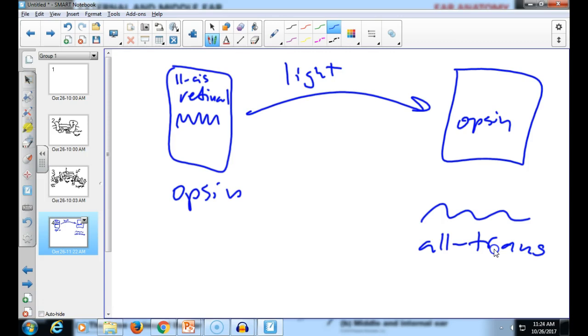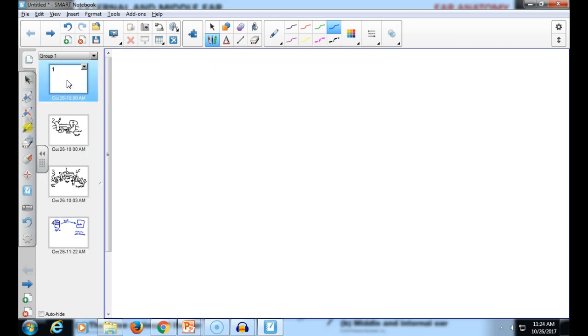So this process seems rather simple, right? Seriously, it's just simple. Okay. Awesome. Now, let's do the transduction. So we're going to start with the membrane and that opsin thing, that protein. Is it peripheral or transmembrane?